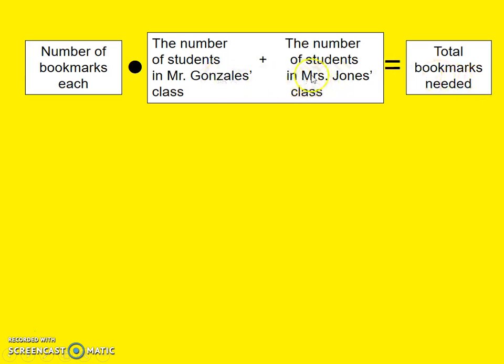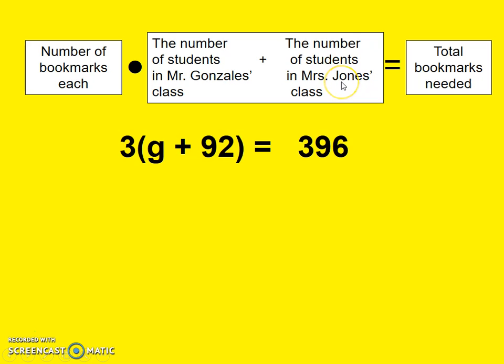Now, unfortunately, we don't know the number of students in each class. We do, however, know that there are 92 students for Mrs. Jones. We don't know how many are for Mr. Gonzalez, so we'll have to use a variable to represent that. So however many students he has, we'll call it G, plus her students gives us total number of kids. We're going to multiply that by 3 because every single kid gets 3 bookmarks. And that's going to bring us to a total of 396.